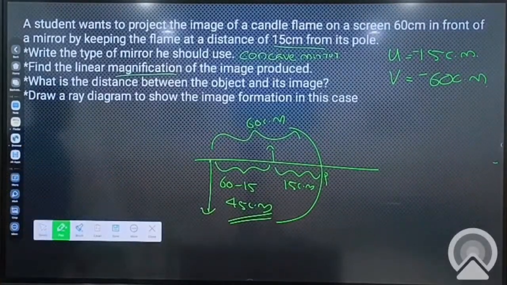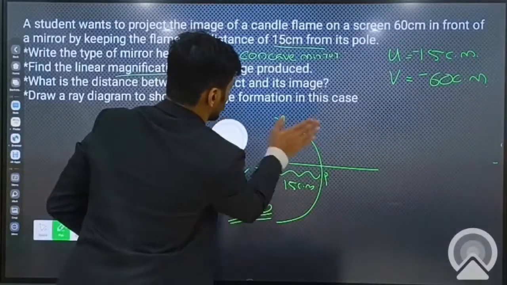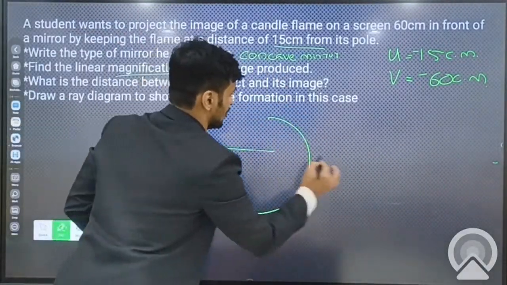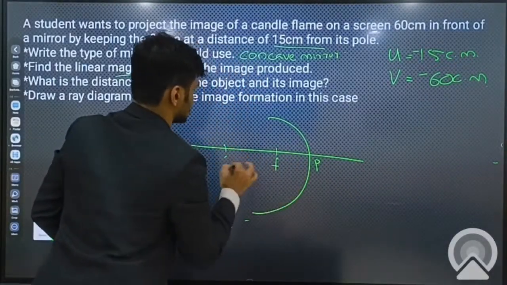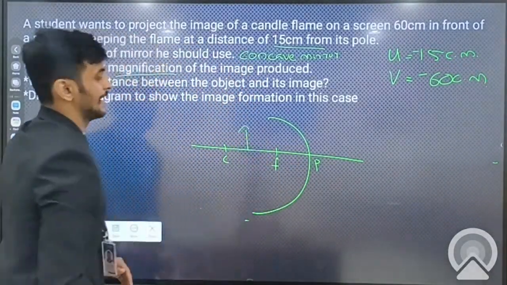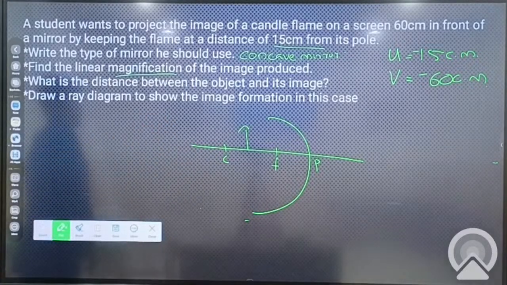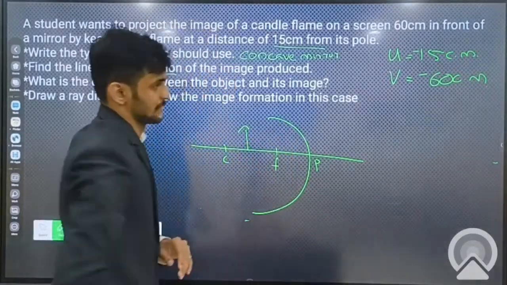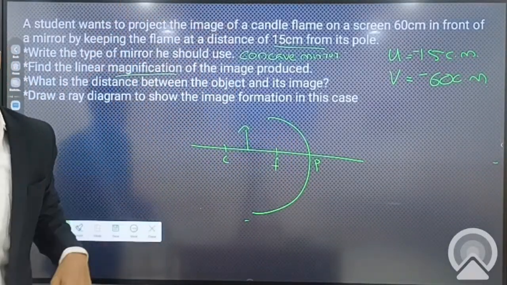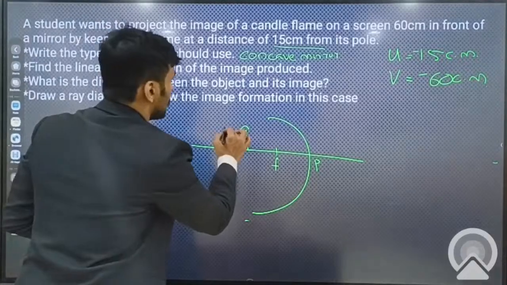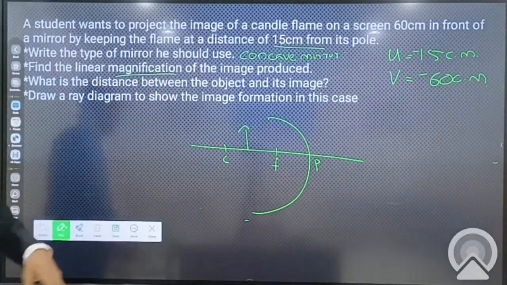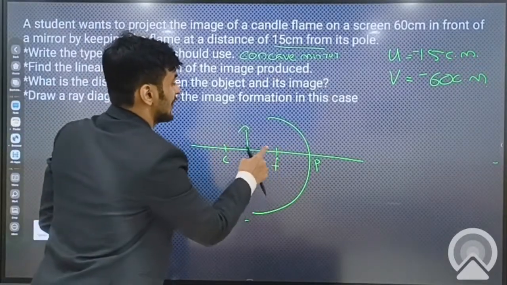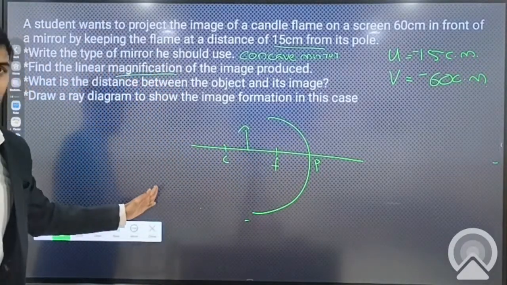Now we have to draw the ray diagram of a concave mirror if the object is placed between focus and center, that is, between C and F. How do I know the object is between C and F? If I place the object at focus, the image will be at infinity, so that is not the case. If I place the object at C, the image will be at C. So if I place the object between C and F, the image will be somewhere beyond.